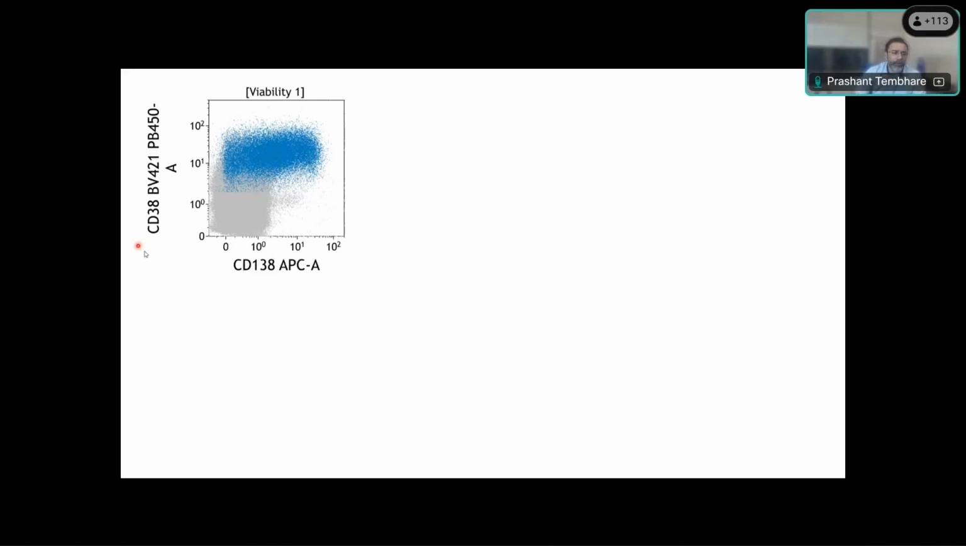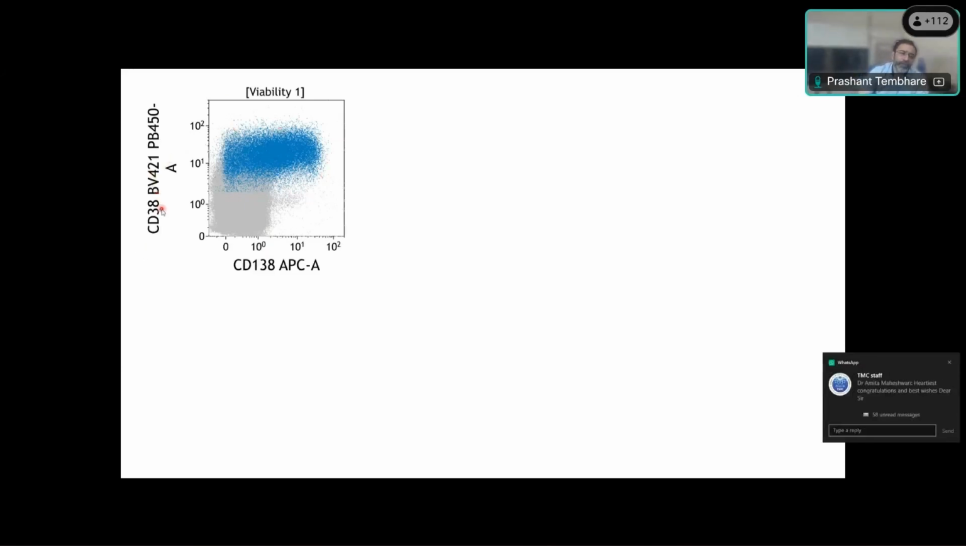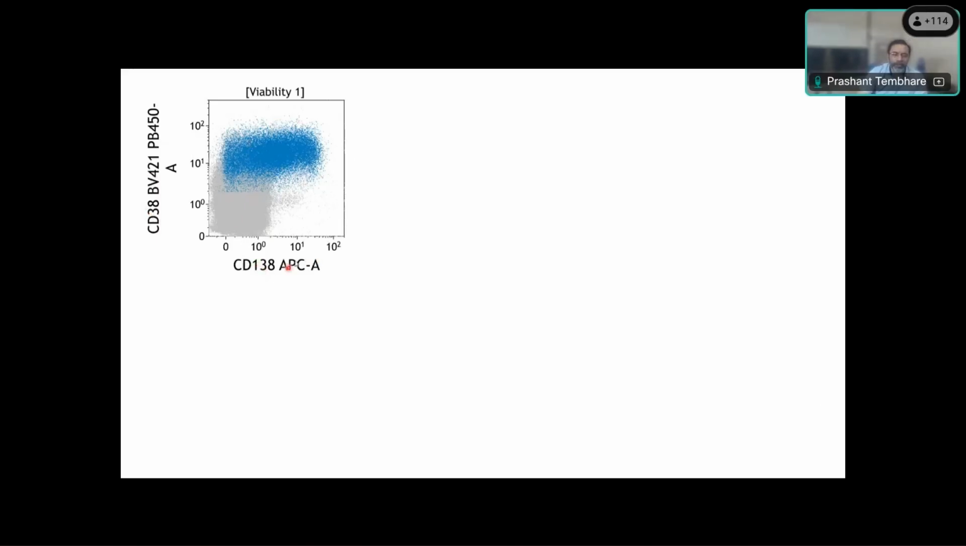That means in this dot plot, we have blue cells which are strongly positive for CD38 and variably positive for CD138, which is a specific marker for plasma cells. Perfect. So that means we are dealing with plasma cells. No other hematopoietic cell, meaning hematological cell, is positive for CD138 other than plasma cells. So it's a very specific marker for plasma cells.